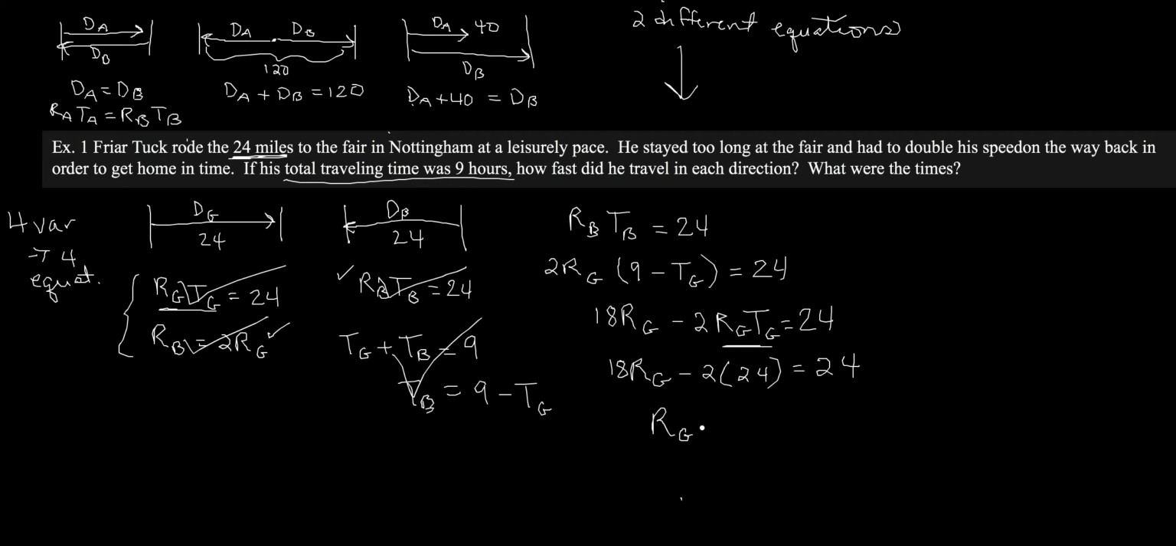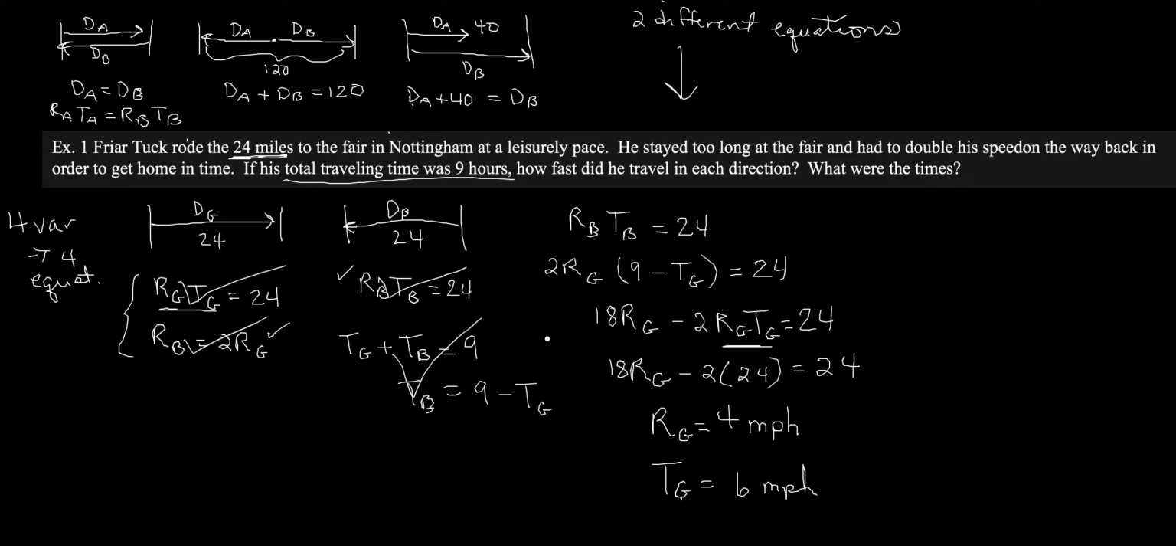Oops. R_G equals 4 miles per hour. And then the question's asking what were the times? Well, let's see. The times, how fast did he travel in each direction? Well, the rate going was 4 miles per hour. The time going was, it ends up being 6.